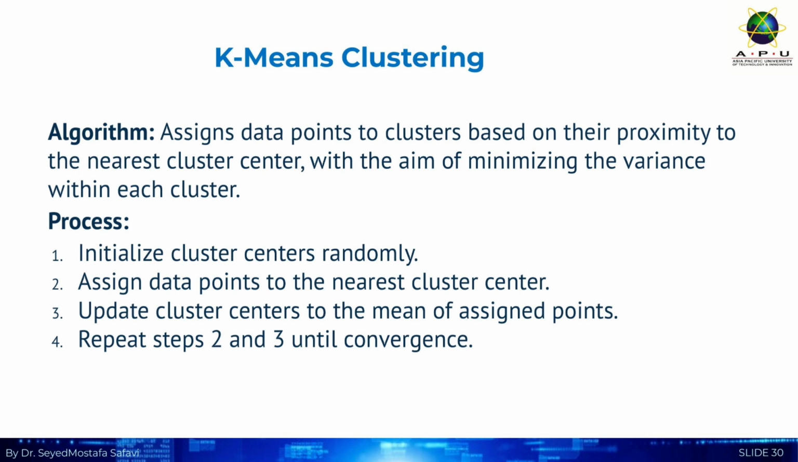The process is iterative. 1. Initialize cluster centers randomly. We just pick k random points in our data to be the initial centers. 2. Assign data points to the nearest center. Every point in the dataset finds its closest center and joins that cluster. 3. Update cluster centers to the mean of all the points currently assigned to it. 4. Repeat steps 2 and 3 until convergence. This means we stop when the centers stop moving significantly. The objective is to minimize the sum of the squared distances from every point to its assigned cluster center.